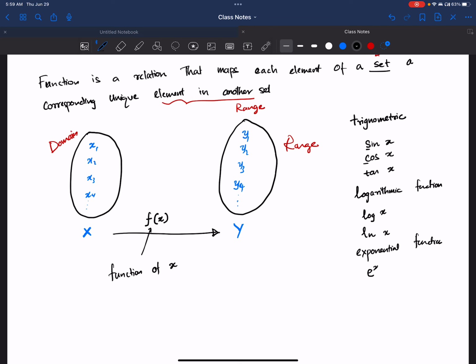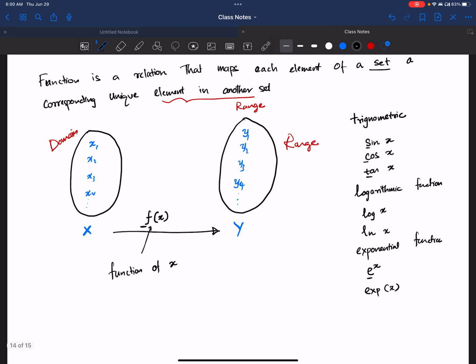e to the x. The e is the name of the function. Sometimes people write exp of x, exponential of x, and so on. So those are just some different names of functions. It's not always f of x. f is a very generic name for a function.